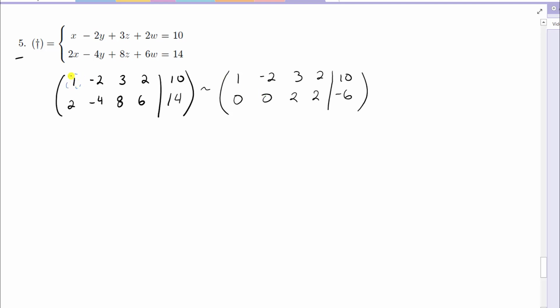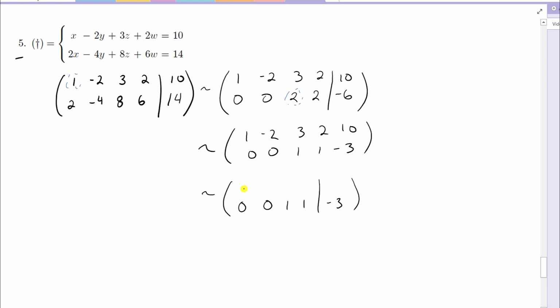So this was our first pivot position here. It already had the pivot 1, and this will be our next pivot position. And we can get a 1 there by dividing that row by 2. So we've got 1, minus 2, 3, 2, 10, 0, 0, 1, 1, minus 3. Now, this is in REF form. We're not in the full reduced row echelon form, or RREF form, because we haven't gotten a 0 above this pivot position here. So we go ahead and multiply the pivot row by negative 3 and add up.